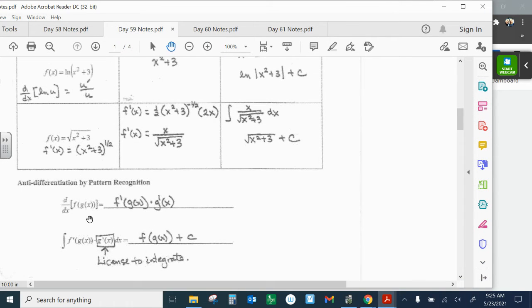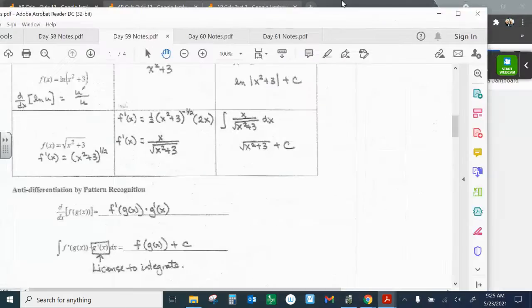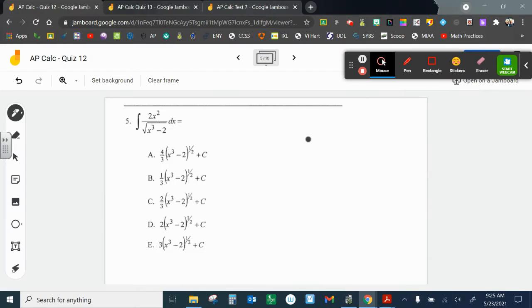And I look and I say, hey, do I have an outer function, derivative of an outer function? Is there an inner function? And is there a derivative of an inner function? And if I can find that, then that allows me to have the license to integrate, and I can go back to the chain rule. Well, let's peek at this. Okay, so now I look, hey, it looks like my cube root of x cubed minus 2.